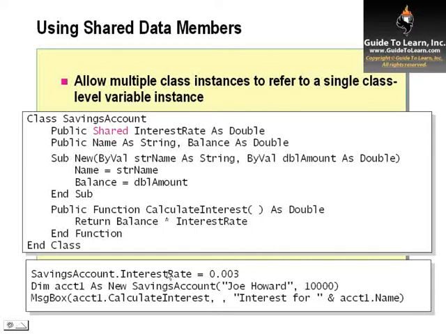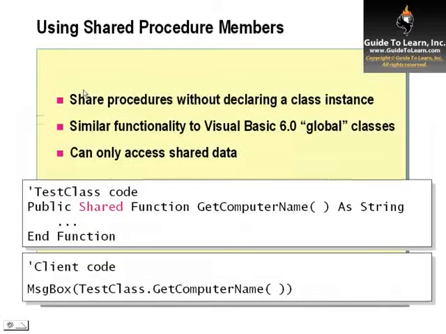You could also use a shared procedure member versus a property. You could just put the shared keyword right at the beginning of a procedure. That way you are sharing that procedure without declaring a class instance. It's very similar to global classes in VB 6.0. You can only access the shared data within the shared procedure.